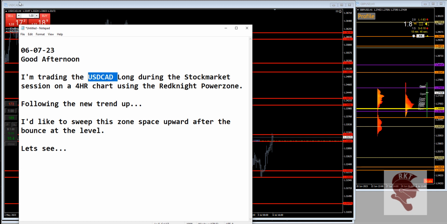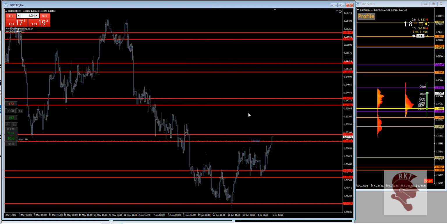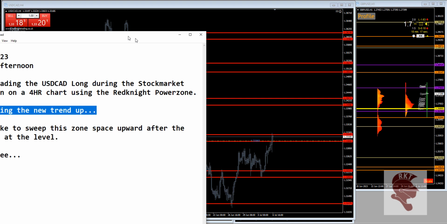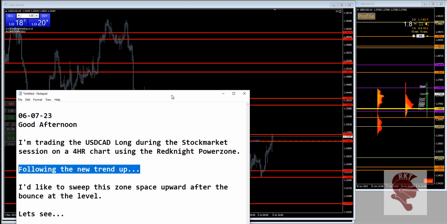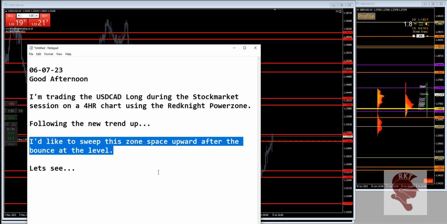This afternoon, at the request of somebody who wanted to know a bit more about how to trade the power zone lines, I decided to do a USDCAD trade just to give him some indication of how I would trade, or how I do trade, the power zone levels. It does not really matter whether it's a 5 minute, 1 minute, 1 hour, 4 hour, or whatever. The concept really is still the same.